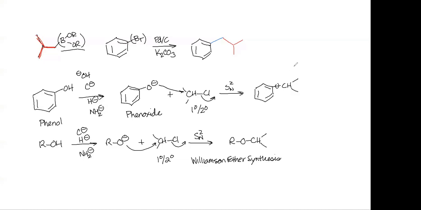Well, I forgot the oxygen there. So I'm going to be able to make the ether. It's just that in this case, on one side of the ether is the phenyl group, as opposed to another alkyl group. So that's the same thing. That's Williamson.